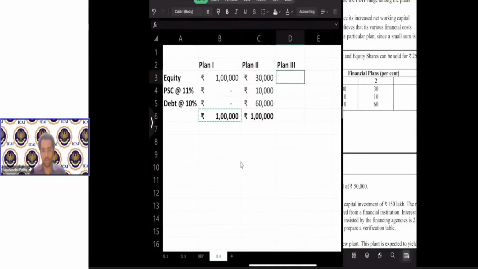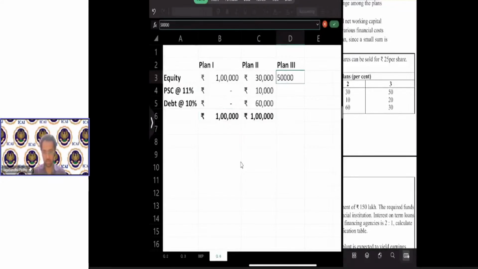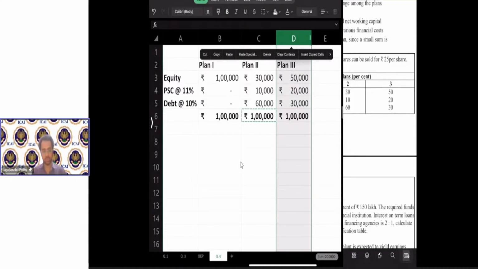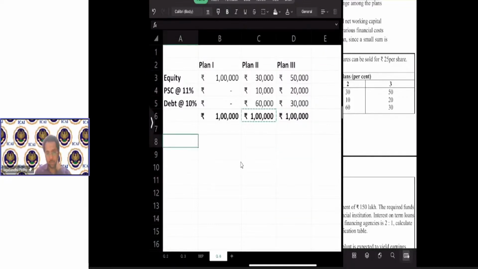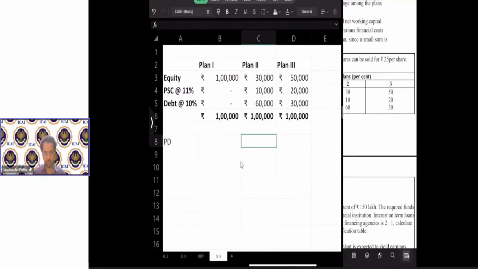In plan 3, it's 50, 20, and 30. So that's essentially 50,000, 20,000, 30,000. And here we have all the 3 things. So we have equity, preferential capital, and debt. We have the preference dividend. What will be the amount of preference dividend? Here it is going to be 0, definitely.